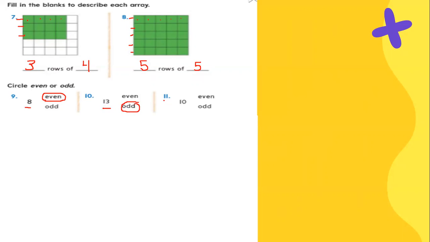And the last question is question 11. We have number 10, and 10 is an even number. We circle the even word.